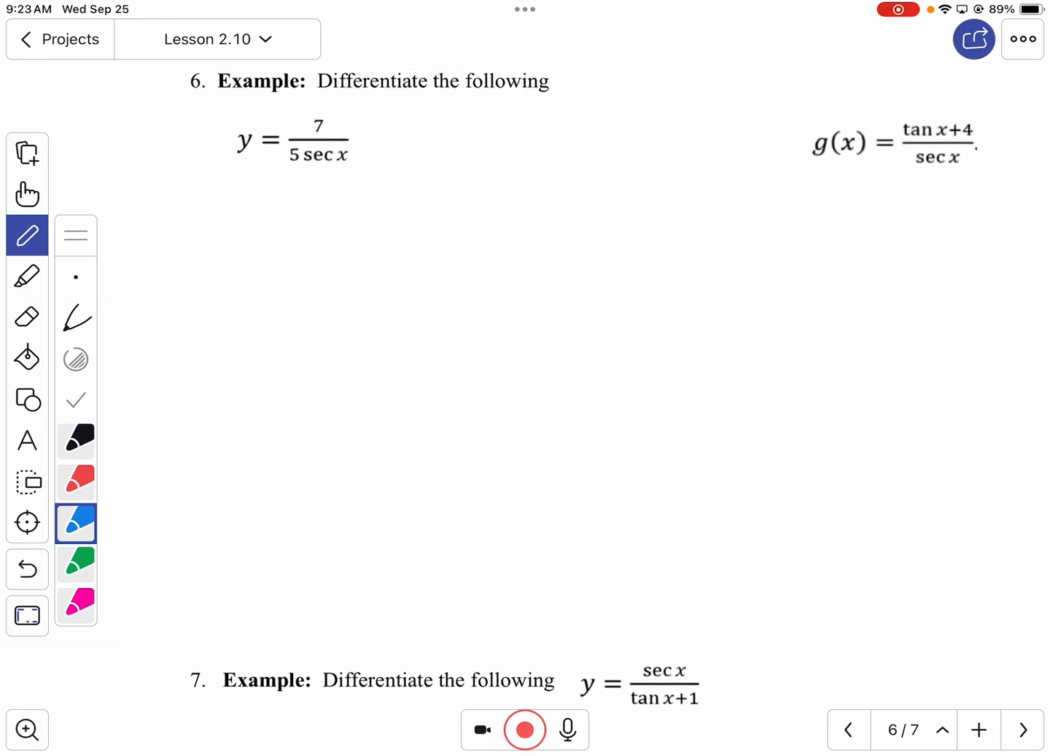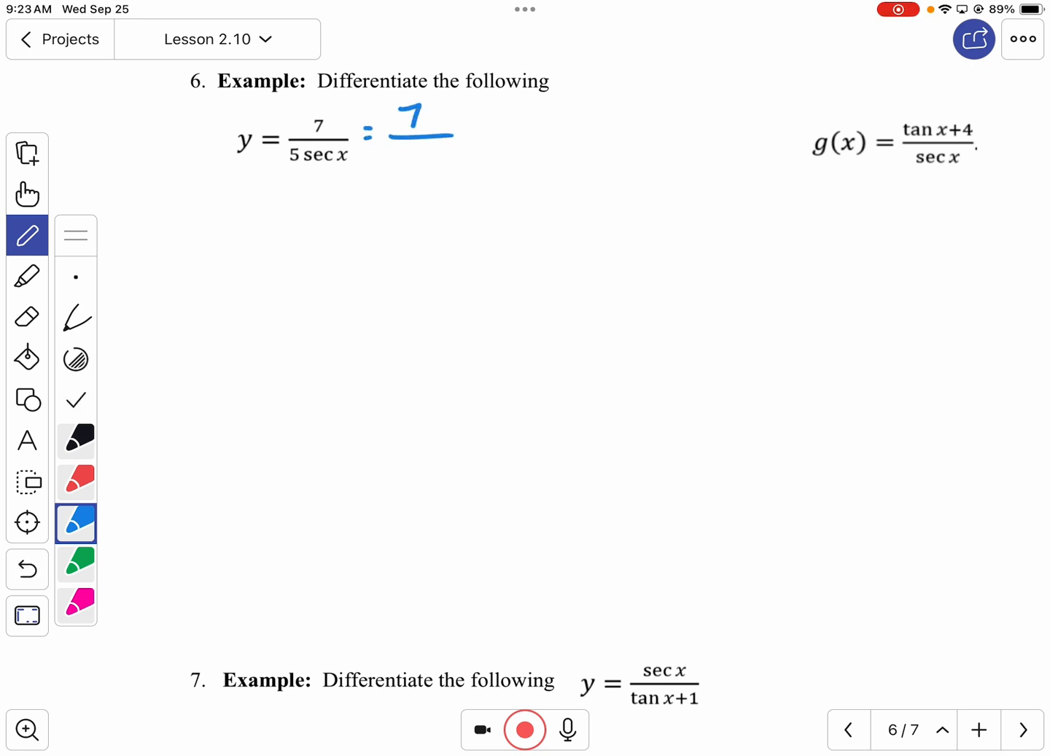7 divided by 5 secant x. Right? 7 divided by 5 secant x. We could use the quotient rule, agreed? But we could also simplify this a little bit with some trig. So watch what I'm going to do.